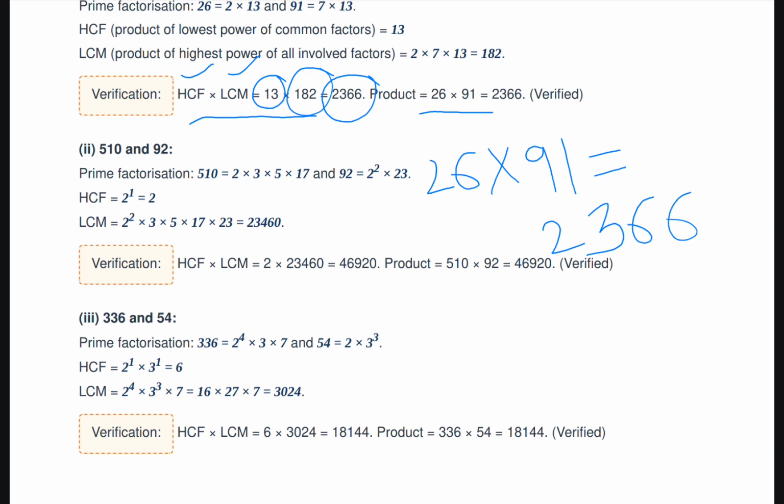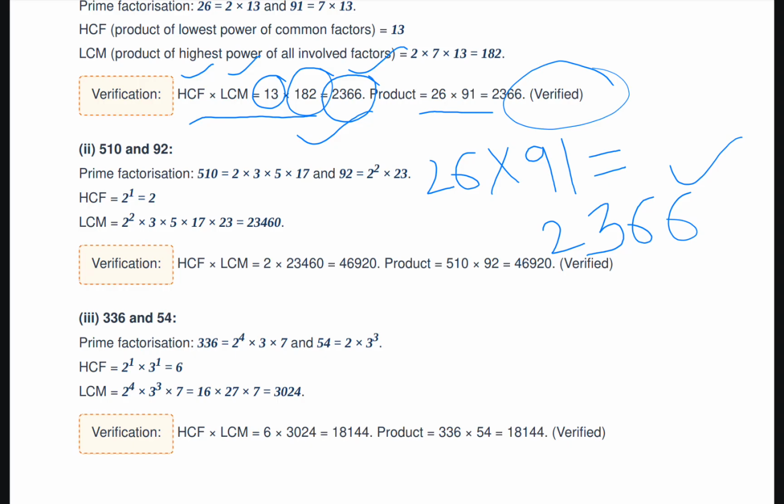Okay, so you can see here both the sides are equal. When you multiply these two numbers, you get 2366, and their SCF times LCM will also be equal to 2366. It means that these two numbers are verified. So through this way you can do these kinds of questions in the question paper.